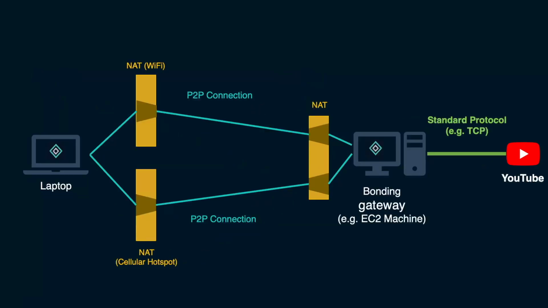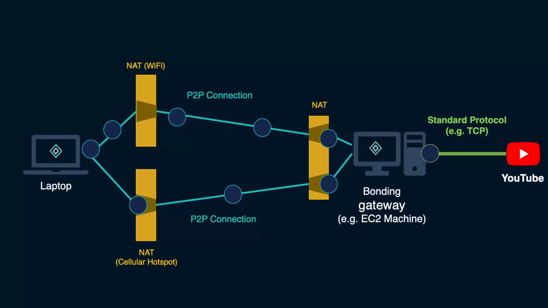Once both the local device and the bonding gateway are configured and active, the local device will proceed to establish multiple peer-to-peer connections to the bonding gateway, depending on how many network interfaces it has available and that currently have internet connectivity. Then, any traffic that comes from the internet server, in this case YouTube, is going to be forwarded over all the available peer-to-peer connections to allow the device to use all the available capacity and maximize its reliability.